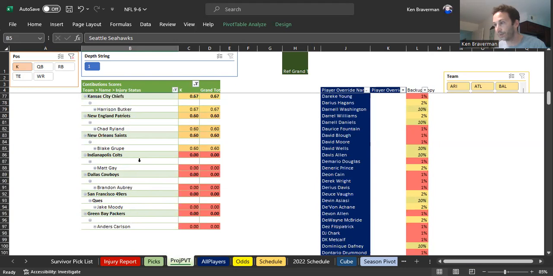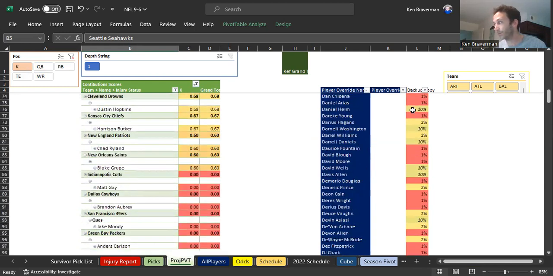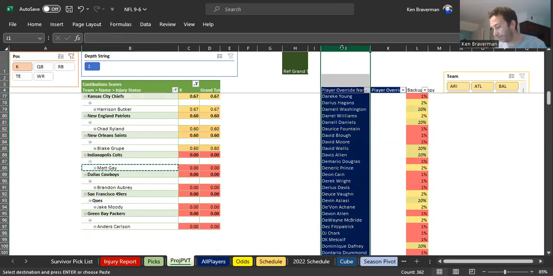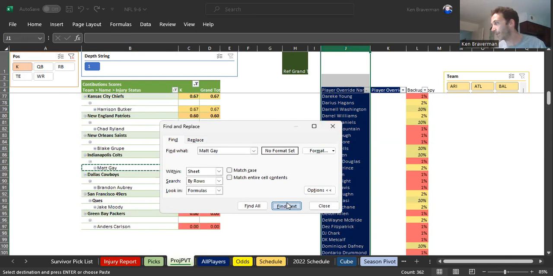Now, the truth is we actually did have backup numbers for these kickers, and I already went through and did this. But for the purposes of this, we just have to go one by one, because I need to show you how we do this one by one. These people's names are in here. Matt Gay's name is in here. It's going to take a second. We're going to put Matt Gay in here.